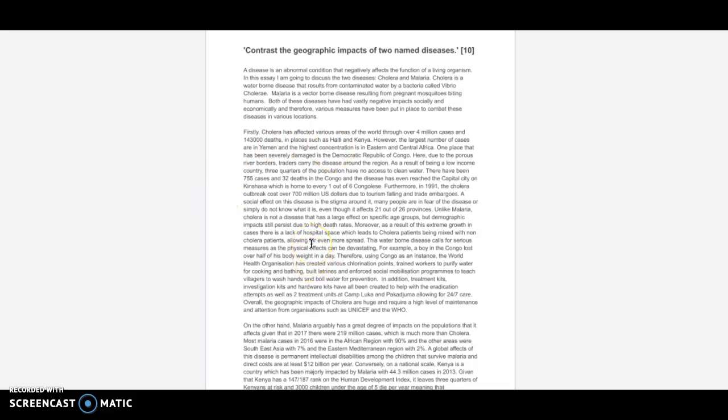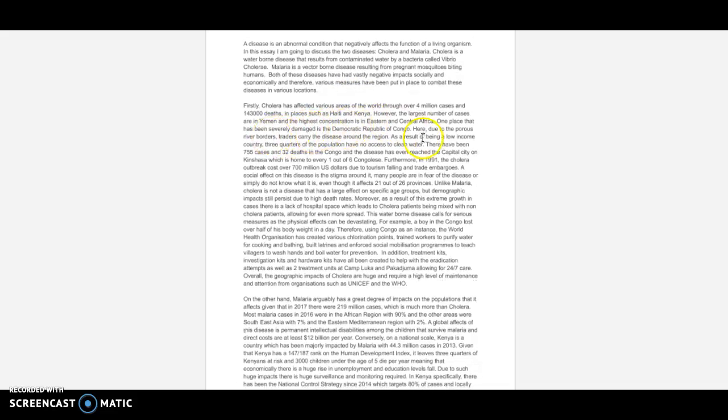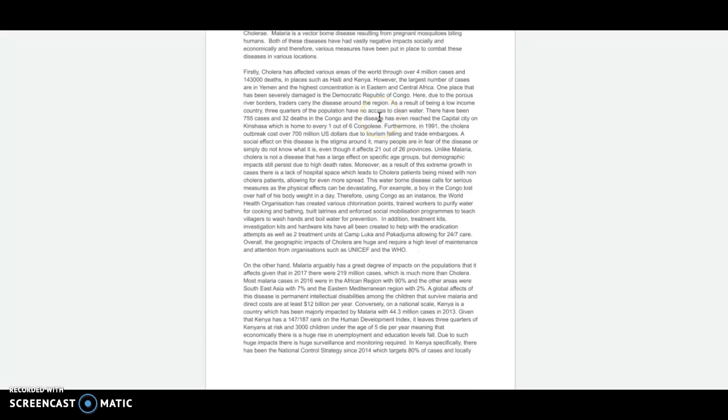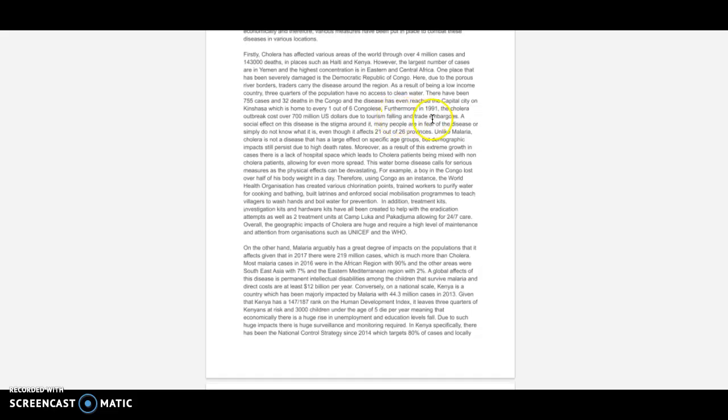So I'm talking about cholera and I'm saying the overall impact of it, where it had impacts. And then I'm saying here it's impacting trade, it's impacting water access, the deaths, the costs of it. And then I'm saying the cultural stigmas. And then I'm saying unlike malaria, so I'm having this comparison already.